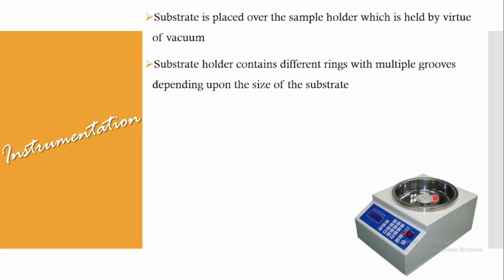After that we need to set the program, that is to set the speeds in terms of RPM. Generally there are two types of speeds here. One speed is to spread the solvent along with the precursors, which comes under the stage of spin up.